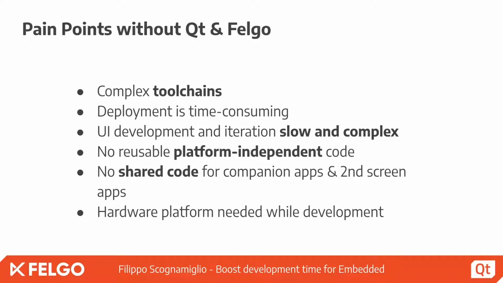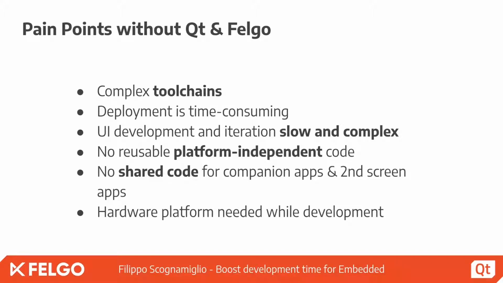Deployment time is very consuming because often it takes a while until you get from code to an actual version running on your development board. So this makes the UI development iteration very, very slow. You often want to change something and immediately see the result and build on top of that and keep building on top of that.